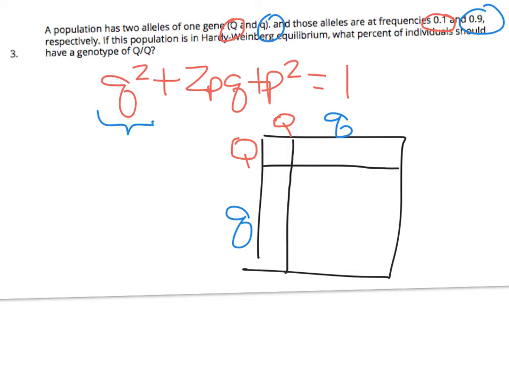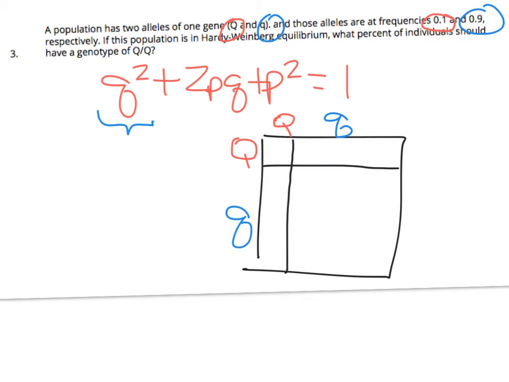Wouldn't you just multiply the allele frequency by itself to find the homozygous of big Q? Exactly. So to find the area that occupies that square, the big Q over big Q homozygotes, that's the question. So how do you figure out the area of that part of the Punnett square? You multiply height by width, Q times Q.